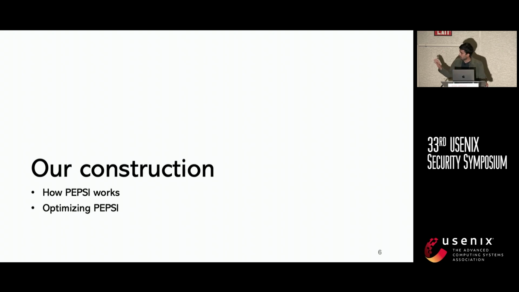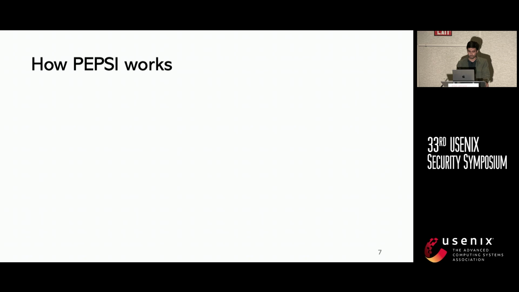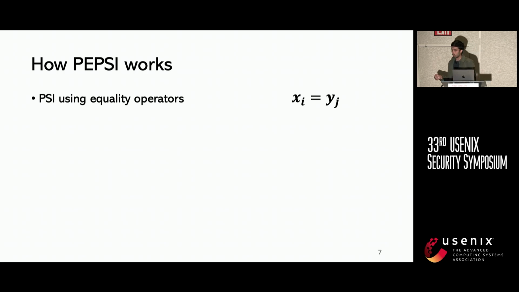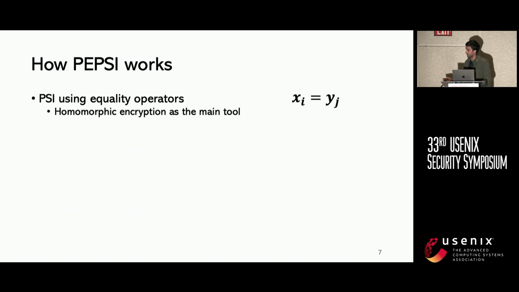I'll explain our construction, PEPSI, and how it works. The building block of this approach is just using equality operators, where we'll be comparing elements from the client with elements from the server. And the main tool we will be using for that is homomorphic encryption, where we'll be encoding the client elements in a specific format to be able to compare them on the server side.